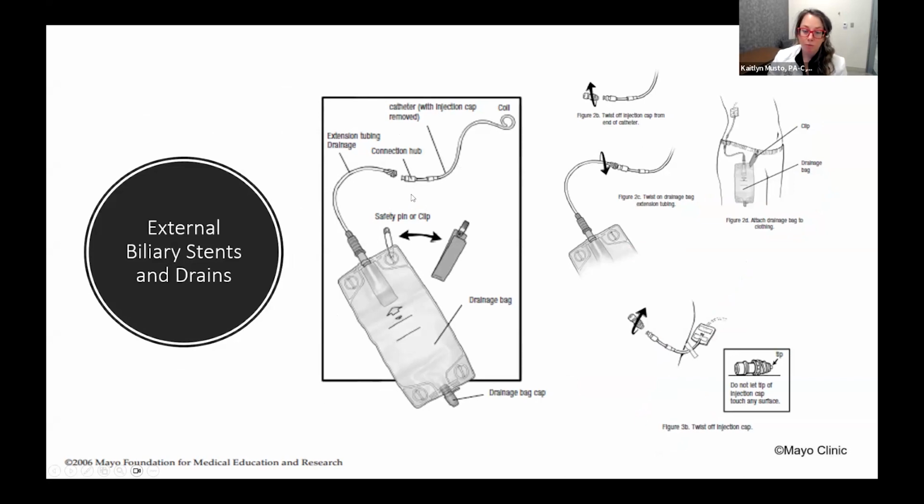Sometimes these tubes can be capped. So if you're able to remove the external drainage bag, you may be able to place a little cap here. That's what this is showing, to allow the bile to drain through the tube into the small intestine and no longer outside the body.